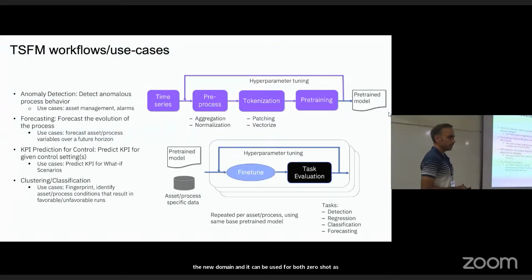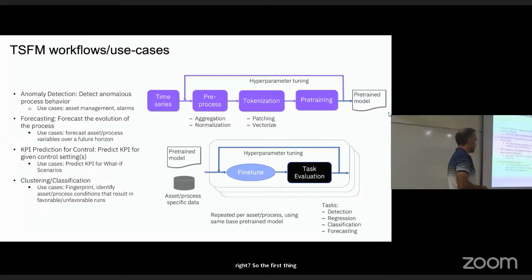So this slide talks about a typical workflow for different types of tasks. The first workflow is for pre-training the model. You start with a time series, do some pre-processing, aggregation, normalization of the series, and tokenize it. What we do is patching. Nearby sequence of points, let's say 10 points, I define a patch, you tokenize the time series, and carry out the pre-training, do some hyperparameter tuning to get a pre-trained model.